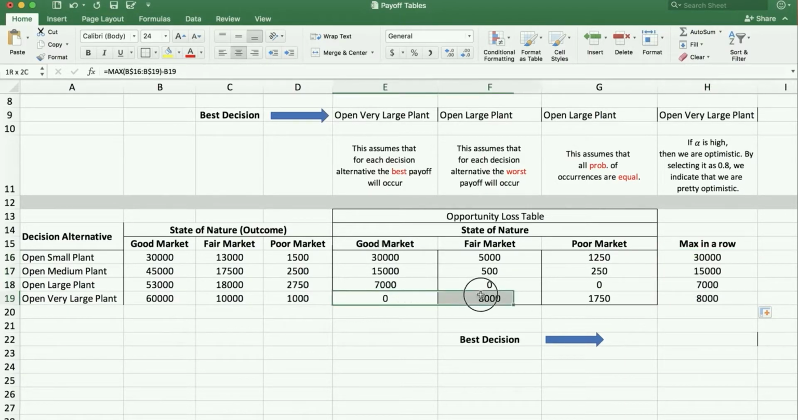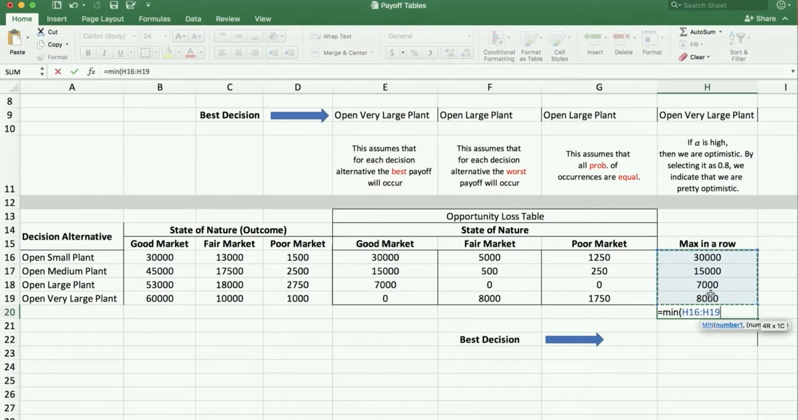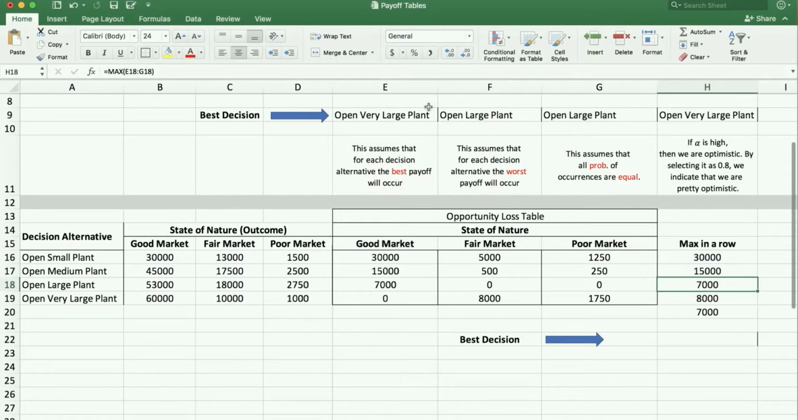If you look at the last decision, the maximum regret is 8,000, which is what we have. And like I said, this method is called Minimax regret, and I have my maximum regrets here. All I need is to find the minimum of these maximum regrets, which is 7,000. Therefore, my best decision is to open a large plant.